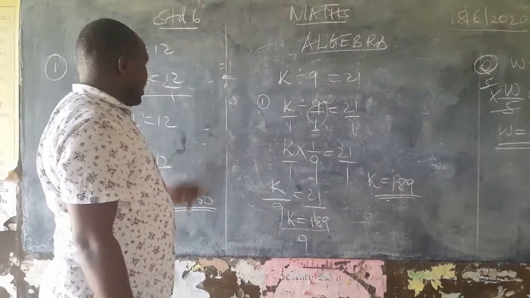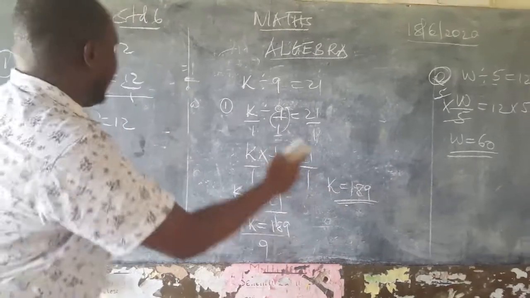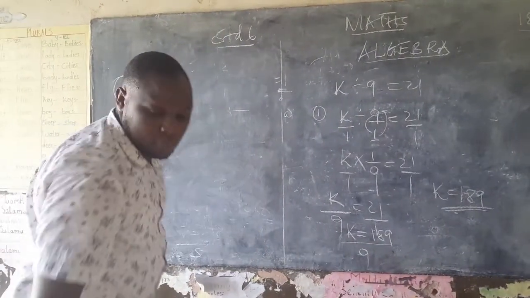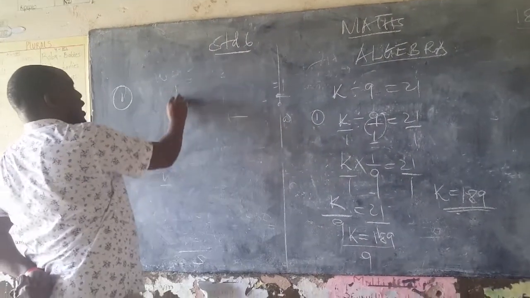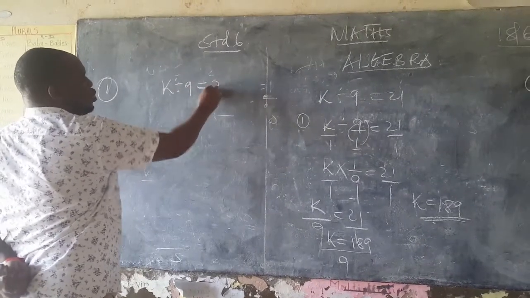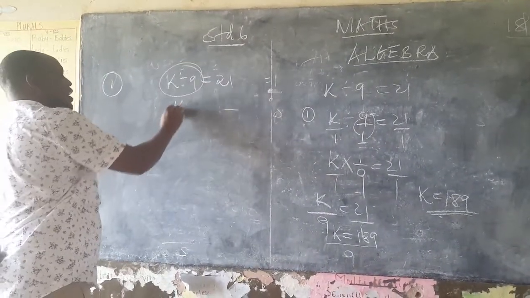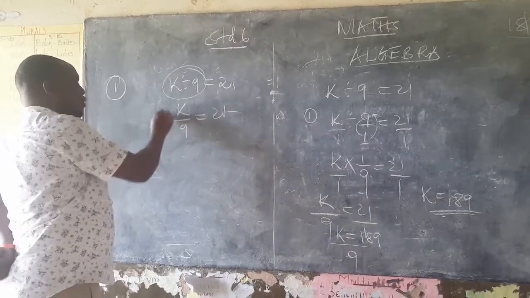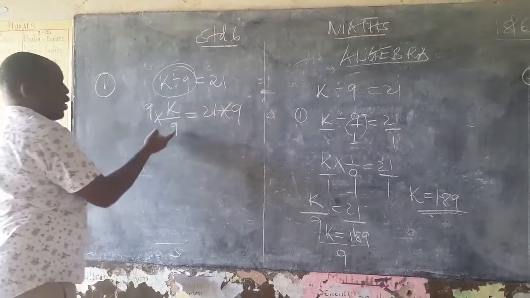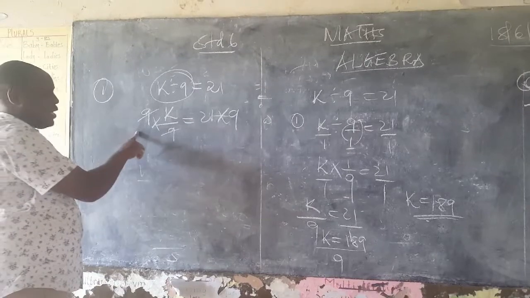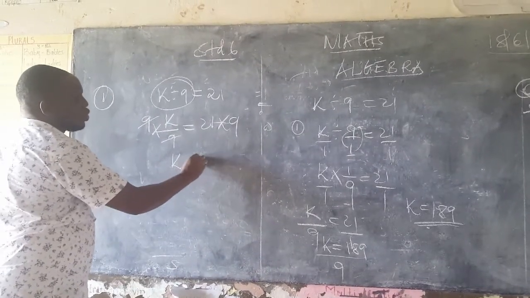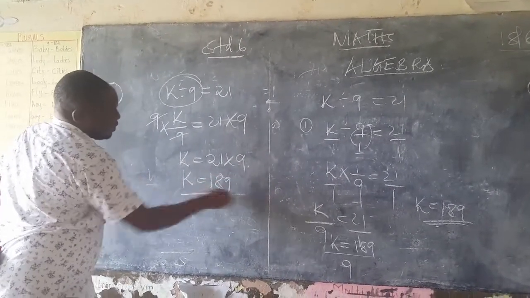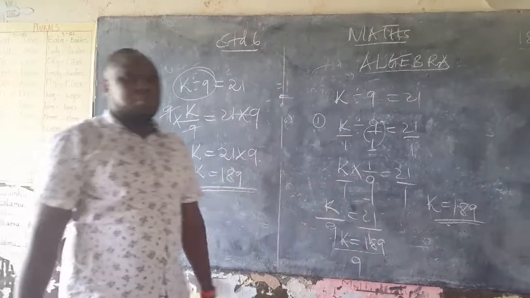Then we move to way number 2, whereby we are taking the question directly. So this is what happens. K divided by 9 is equivalent to 21. This is written in another form as k over 9 is equal to 21. From there you multiply both sides by the LCM. Now this will cancel, they will divide. You remain with k is equivalent to 21 times 9, and that is going to be k is equivalent to 189. So there are two ways of doing that question, learner.